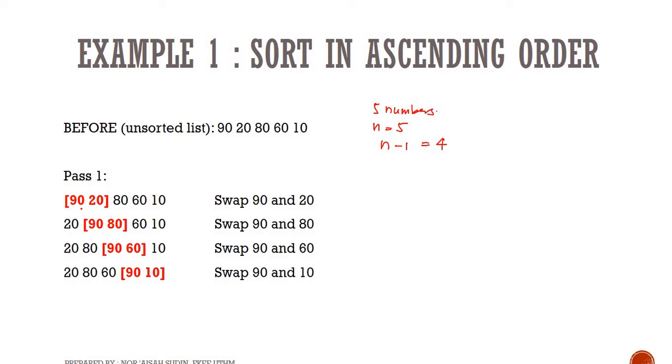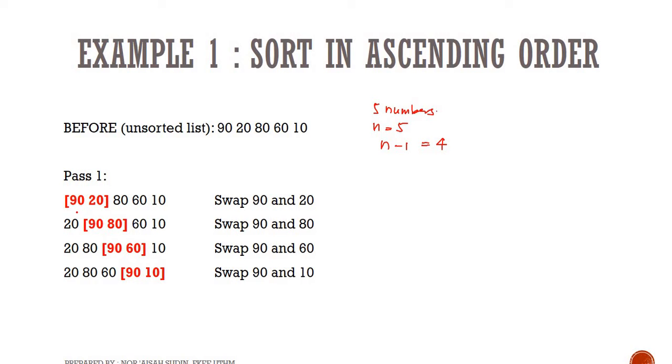For pass 1, you need to go through 4 comparisons, and if the list is still unsorted, we need to move to pass 2. Again we repeat the process of comparing the adjacent elements. You need to remember the algorithm, the process for bubble sort.